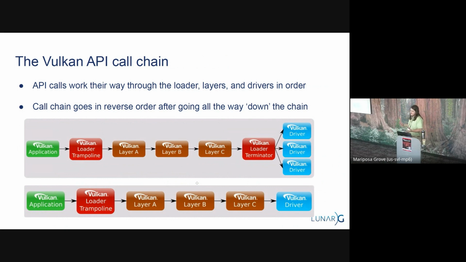Whereas with device functions, there's only one device, so there's no need for a terminator to dispatch to multiple things. It goes straight to the driver. And in this lower diagram, this is a linked function pointer, meaning it has to go through the trampoline. You can, in almost all cases, get rid of that loader trampoline dispatch by loading the function pointer directly using GetProcAddr or dlsym.